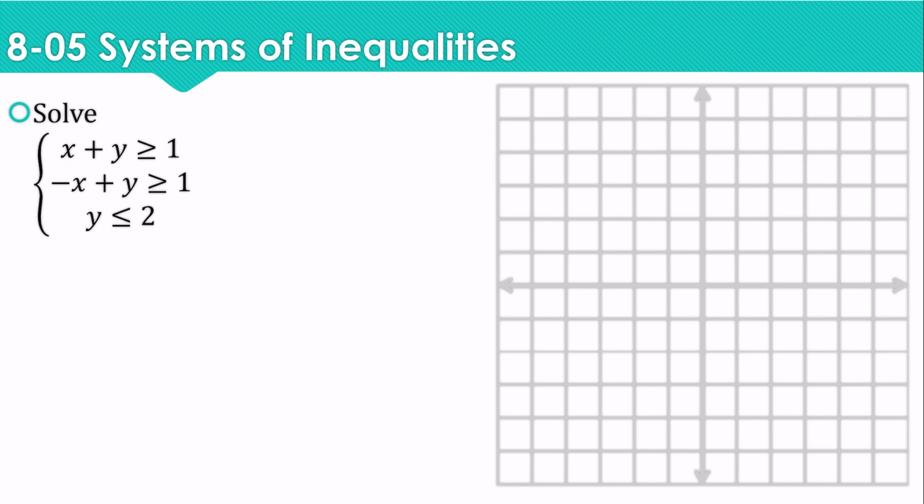So let's solve this system. Well, the first one is like a line, so let's solve it for y by subtracting x. So, hey, look, that it is a line. The y-intercept is 1, and the slope is negative 1. Down 1 over 1. All right, is it solid? It is solid because it is equal to. Okay, so we can draw that solid line.